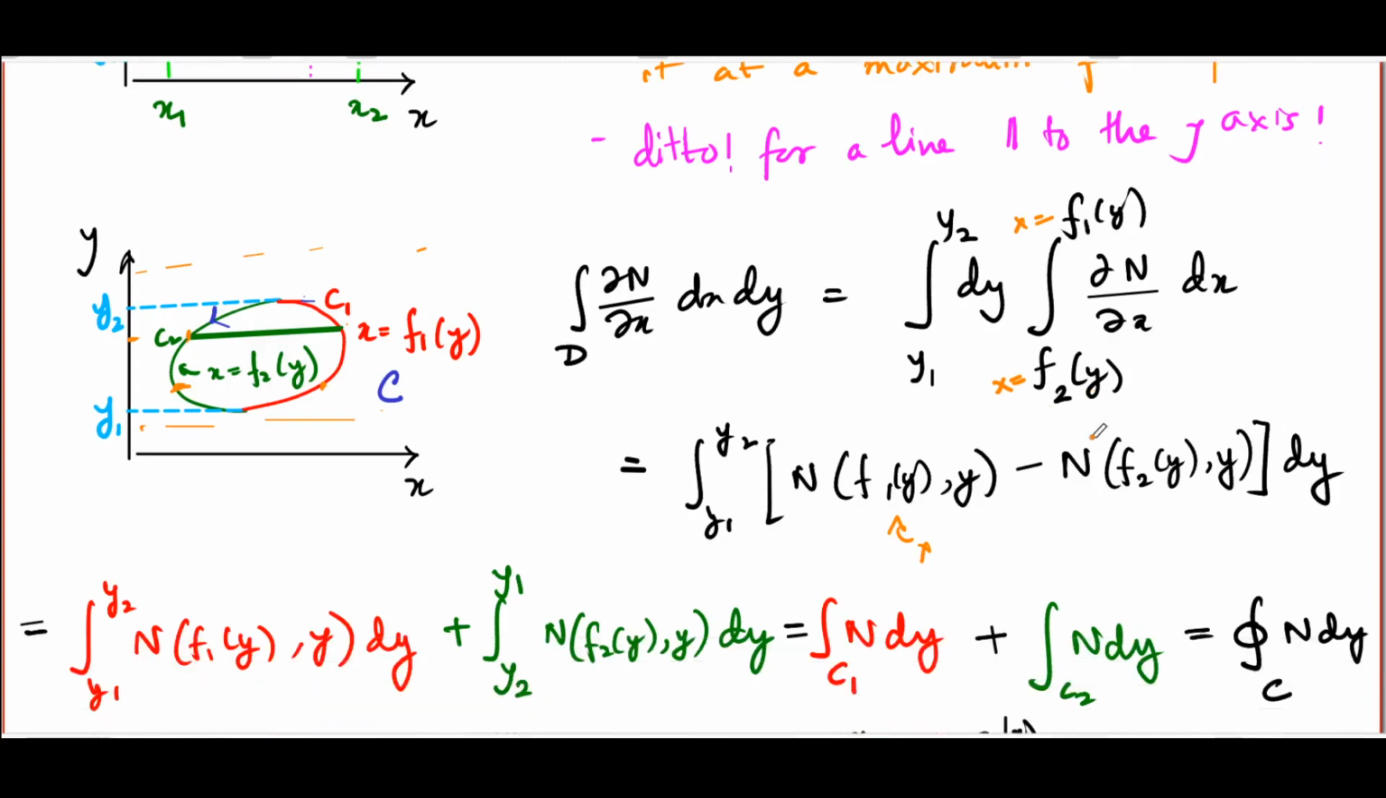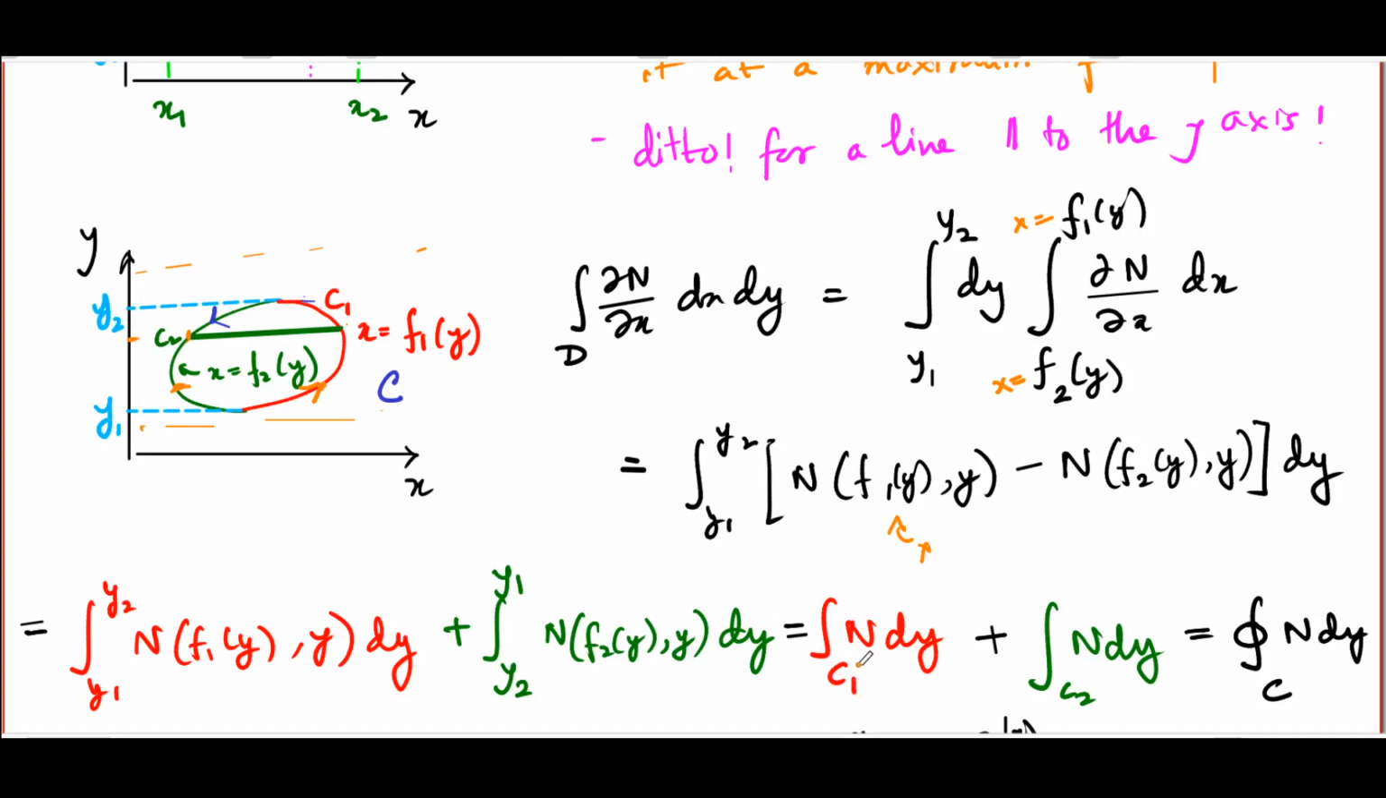But now, notice that I can break this up into two pieces. The first one is obvious, n of f1 of y comma y dy integrated from y1 to y2, but with x being replaced by f1 of y, which means you are actually going in this direction along the curve C1. So this integral, the part written in red, is nothing but n dy integrated along C1.